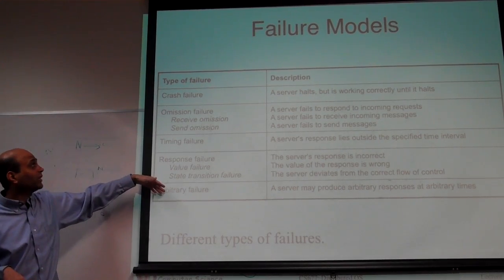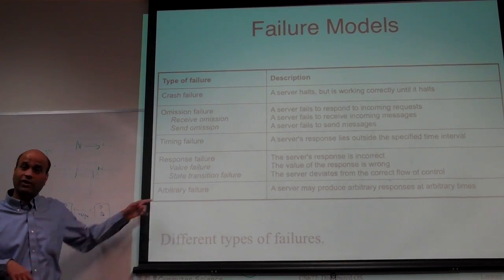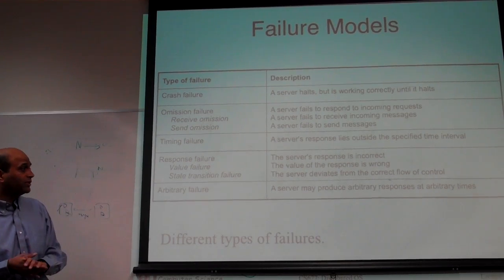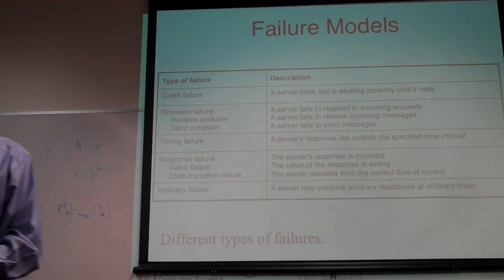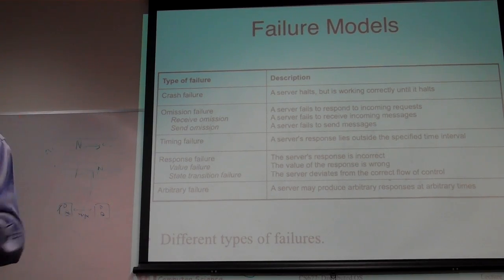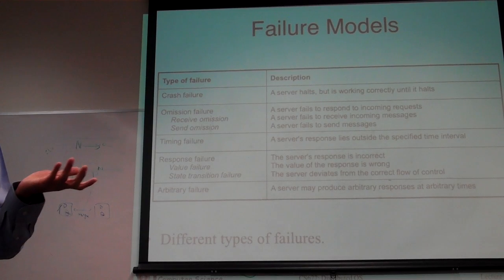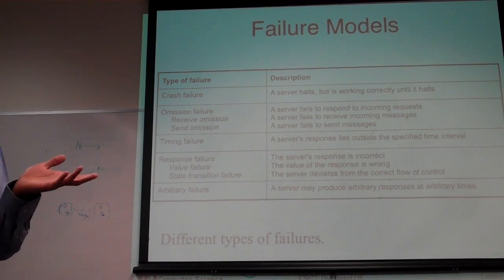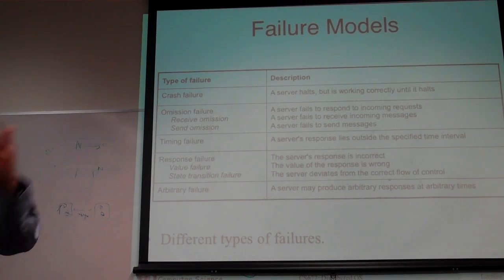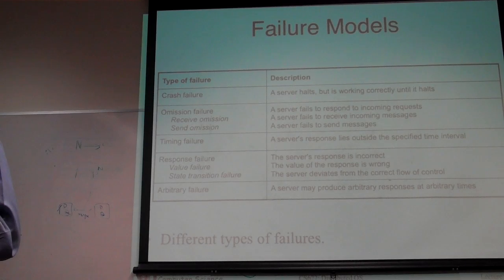And the most general ones are what are called arbitrary failures. We'll come back to this. They are also called Byzantine failures, which basically says these are the worst kind of faults. The server is doing arbitrary things at arbitrary times. At times it seems to be working fine, but precisely at the wrong time it does the wrong thing and causes problems. And they are very hard to detect. We will see how to deal with Byzantine faults as well.